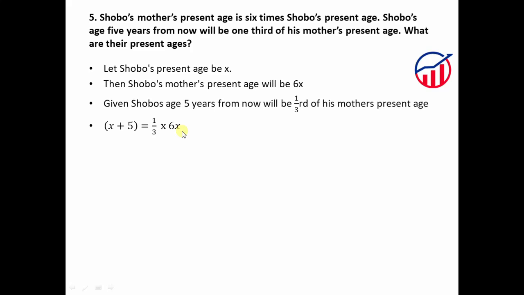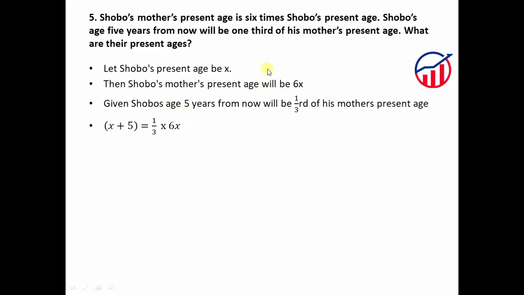Okay, which is 6x. Why have we not added 5 over here? Because it is given that Shobo's age 5 years from now will be 1/3 of his mother's present age. So if it was mother's age also 5 years later, we would have added 5. Since it is present age, we have not added 5 over here.